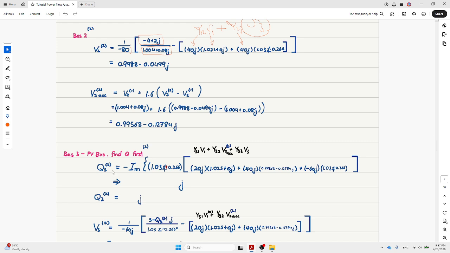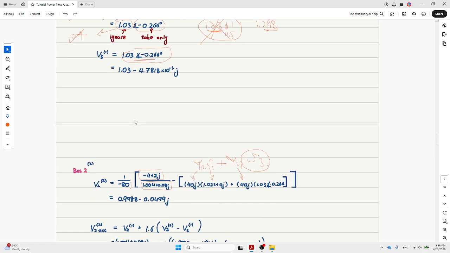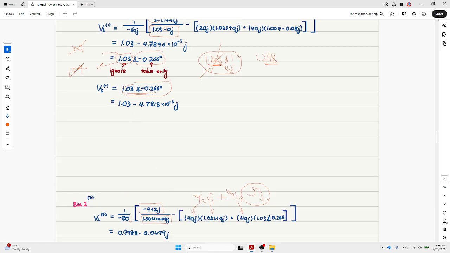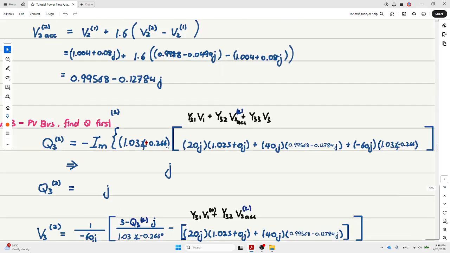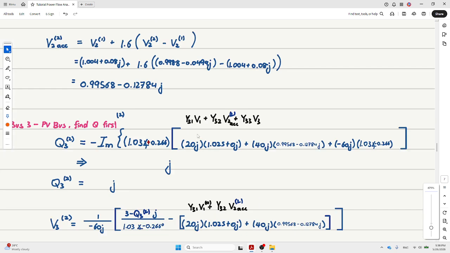Again, first, we have to calculate Q3 in the second iteration, which is imaginary part of 1.03 with V3 conjugate. So V3 is minus 0.266. The conjugate become positive, as you can see highlighted here. Again, Y31 V1, Y32 V2, and Y33 Y3 in the iteration 1. And then don't forget, is there an accelerate? No, there is no accelerate.